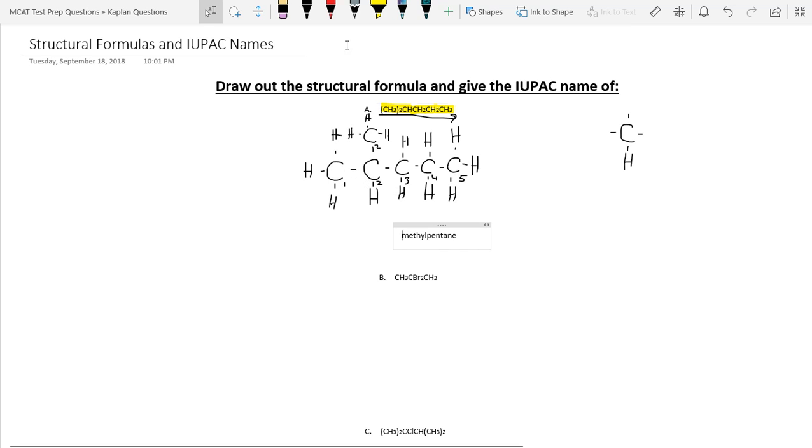And you want to number it so that the number is the lowest one when you're counting. So if I made this one my carbon 1, if I numbered it from right to left, that means this would be on the 4th one, but I can't write 4-methyl, because that would be bigger than 2. You always number it so that it's the smallest number on the chain. So it's 2-methylpentane. I have a methyl group connected to my second carbon on the 5-carbon chain, 2-methylpentane. And that's how you draw the structural formula and give the IUPAC name for the first one.